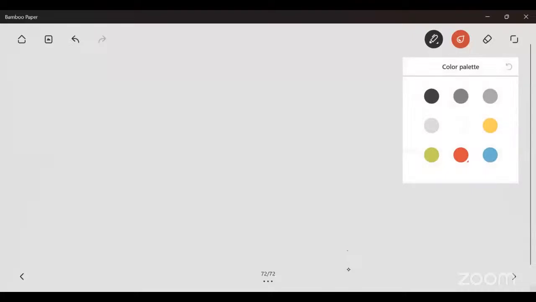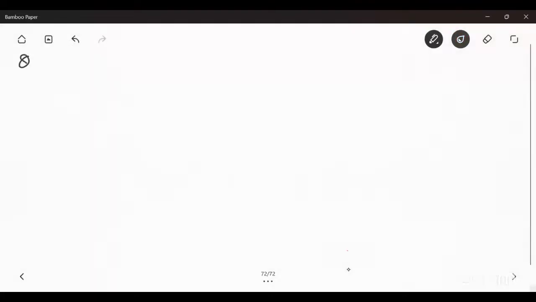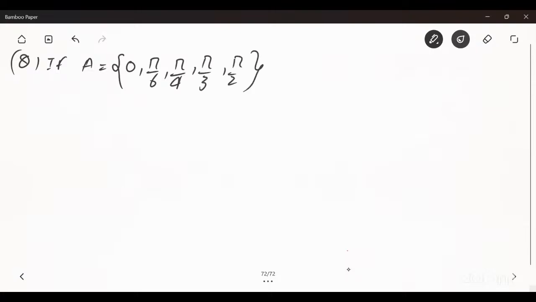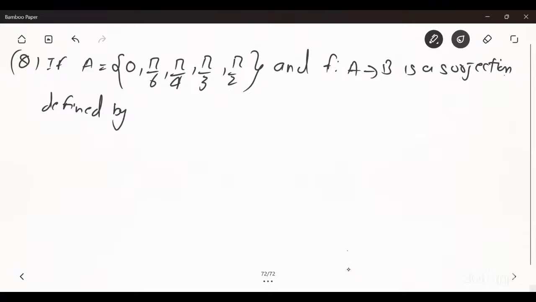Now the next previous year question of your section is: if A equals 0, pi by 6, pi by 4, pi by 3, pi by 2, and f from A to B is a surjection, surjection means it is both one-one and onto, defined by f(x) equals cos x, then find B.